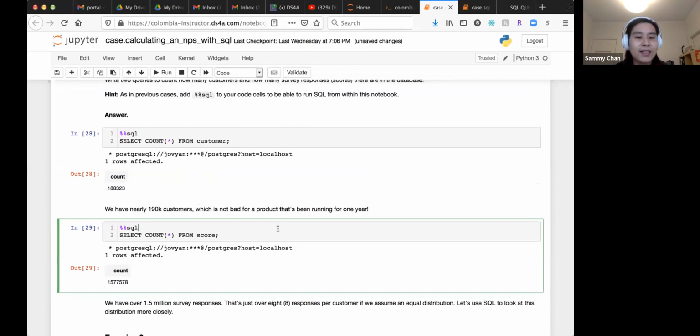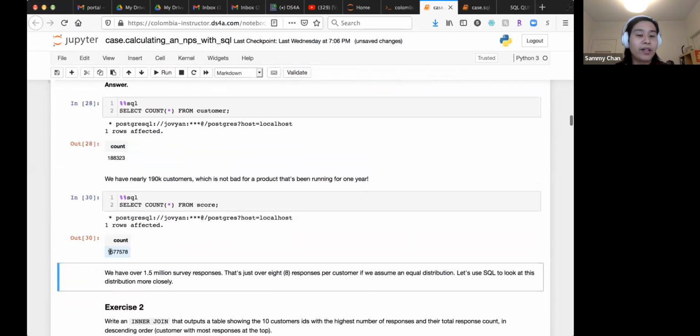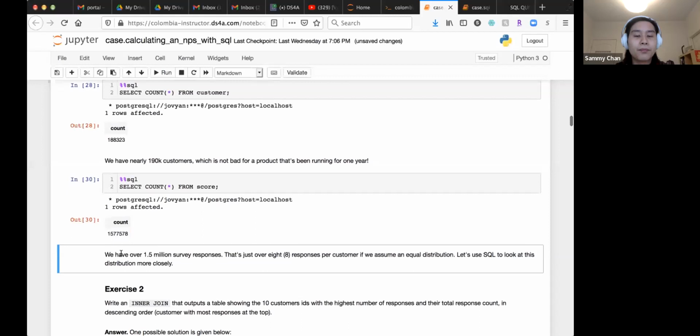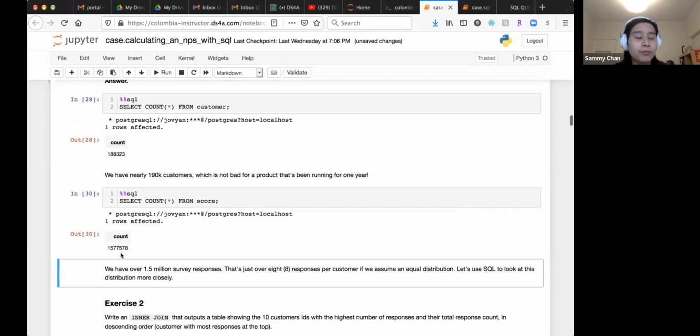And then we can check how many score entries there were, and we have 1.5 million survey responses. So that's actually also very good. That means we have very responsive customers. On average, there were almost 8 responses per user.